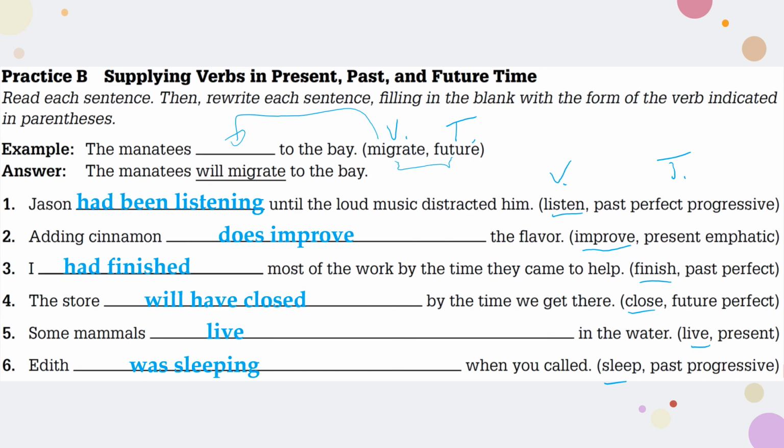If you go back to the other examples, whenever you've got a progressive form, you will find ing. Verb to be, main verb, ing. The same thing here. Progressive, here it is, ing. Before it is verb to be and the main verb.